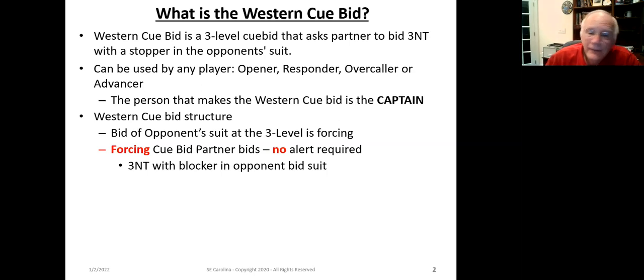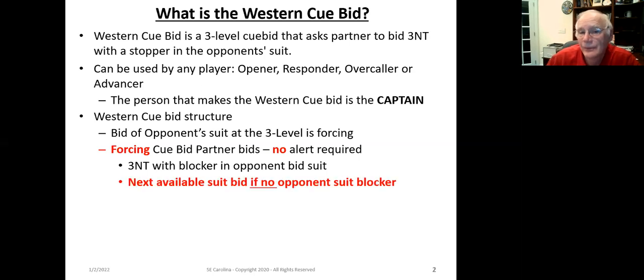Very simple response system. If you have a blocker in the opponent's suit that your partner is asking you about, bid three no trump. If you do not, bid the next available bid in the bidding tree, and it's the next available suit bid. We'll emphasize this point as we go through the lesson.